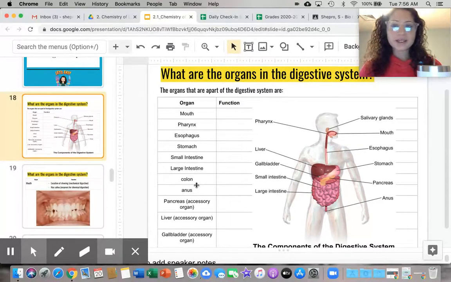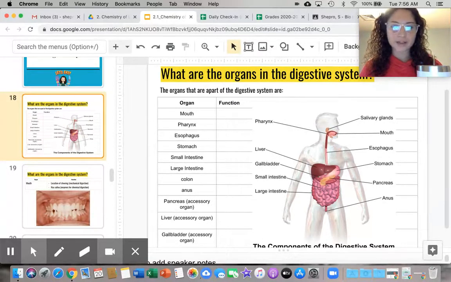And then there are 3 accessory organs that food does not pass through, but these organs do help with the digestive process. That's going to be the pancreas, liver, and gallbladder. So once again, food does not pass through these 3 organs. They are there and they do what we call secrete fluid or secrete substances into other organs that the food is actually passing through.